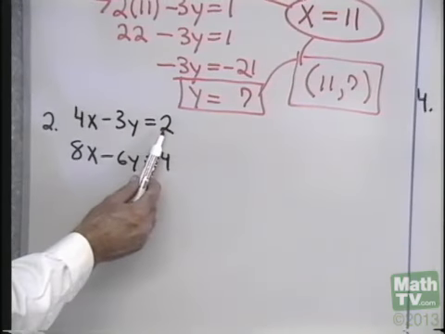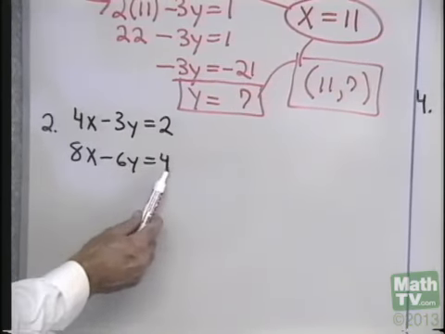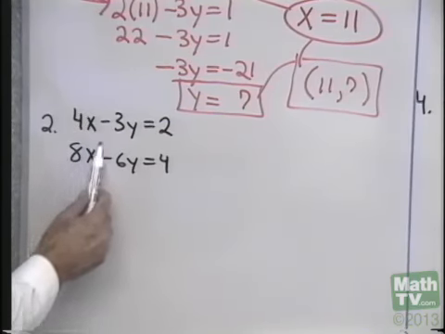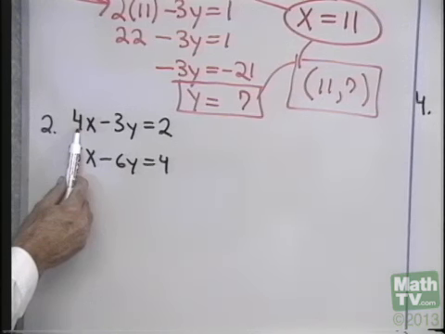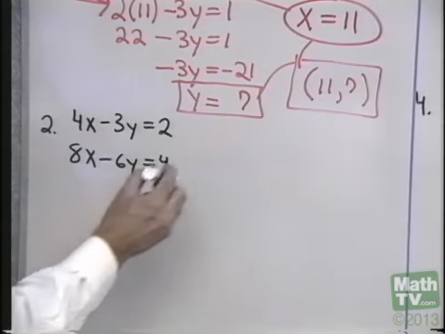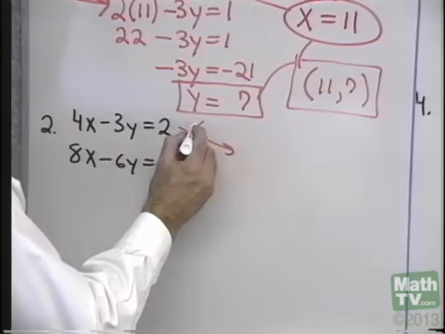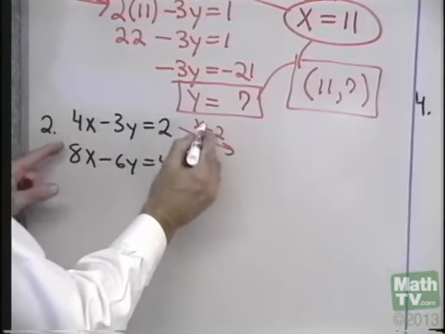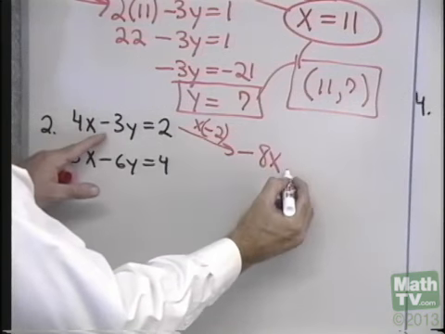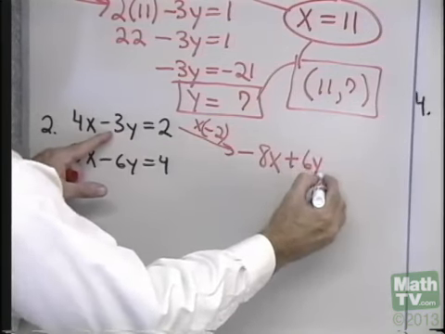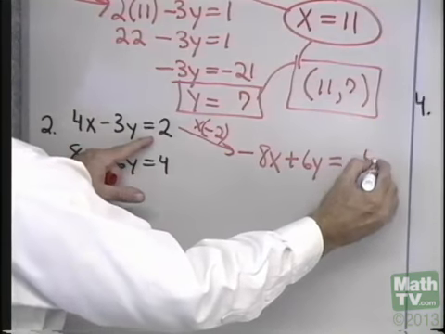4x minus 3y is equal to 2. 8x minus 6y is equal to 4. Let's eliminate x from this system, and I can do that very simply by multiplying this top equation by negative 2 and adding it to the bottom equation. So this I'll multiply by negative 2. So that means times negative 2. So I have negative 8x plus 6y equals negative 4.